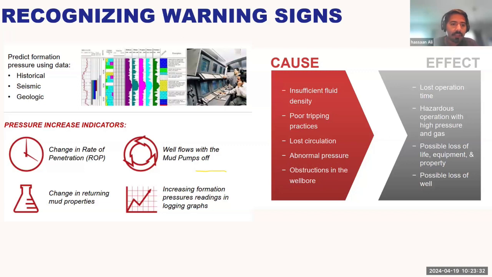There are a couple of pressure increase indicators. Number one, your rate of penetration or ROP will change. It will increase or it will decrease. If it increases, it actually means that you are going through a very permeable zone. But if it decreases, that means you have hit a rock formation that's very difficult, and there is a possibility that there is differential pressure, which is actually pushing your bottom hole assembly at the top.